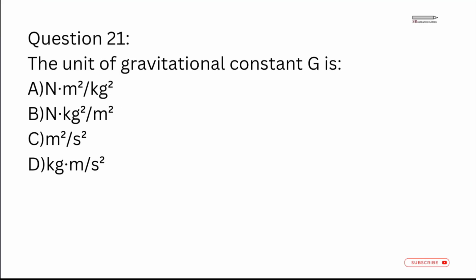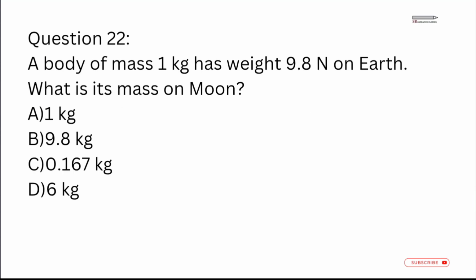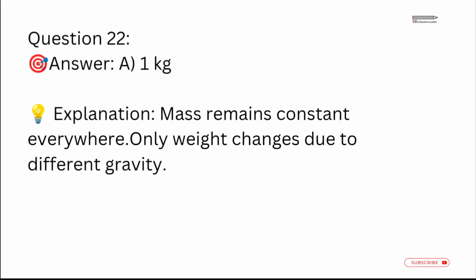The unit of gravitational constant G is, the correct answer is option A, Newton meter square per kg square. A body of mass 1 kg has weight 9.1 Newton on Earth. What is its mass on Moon? The answer is option A, 1 kg.